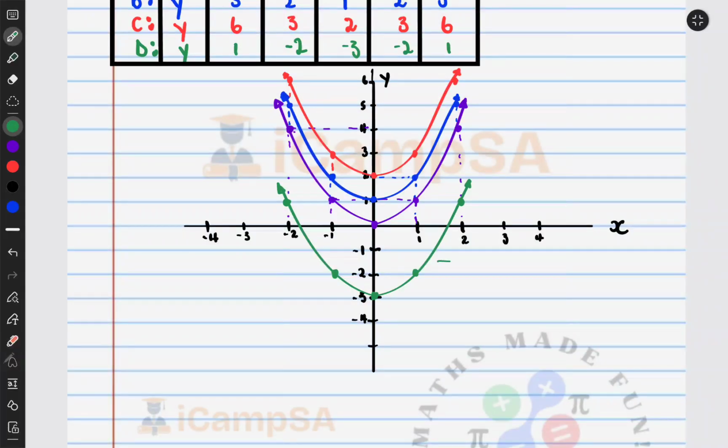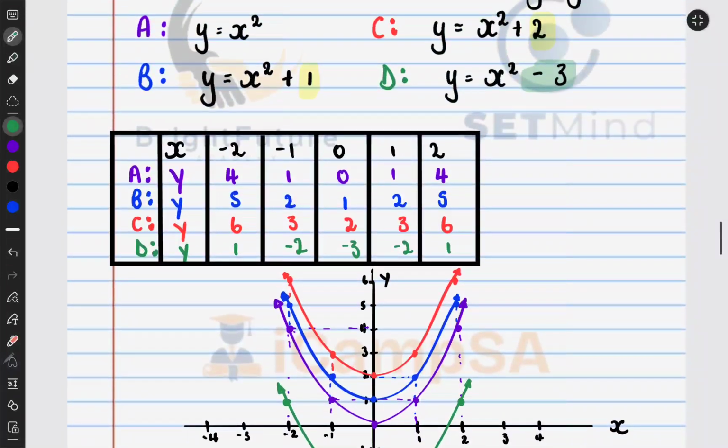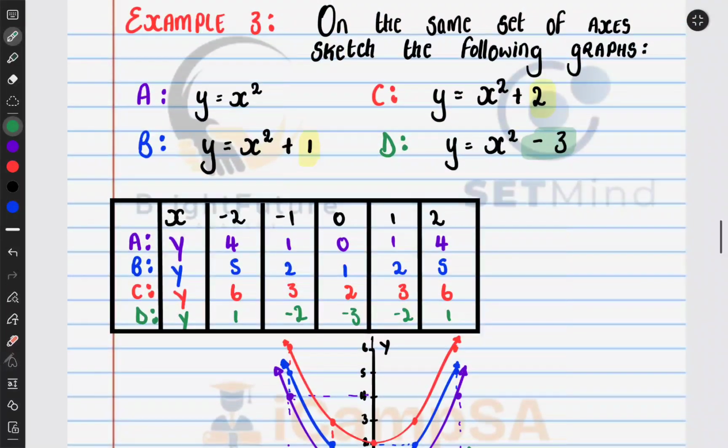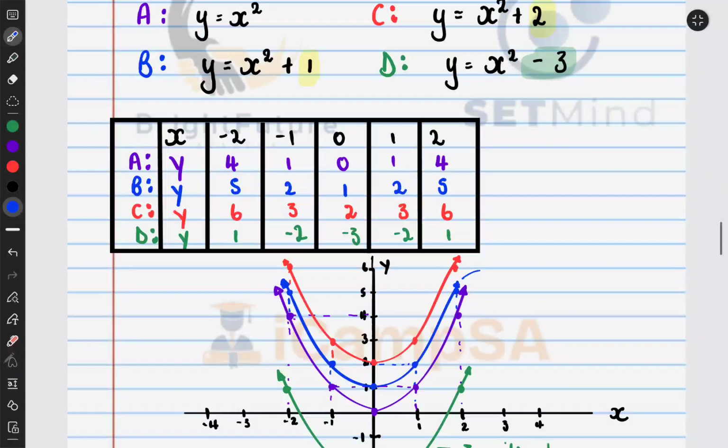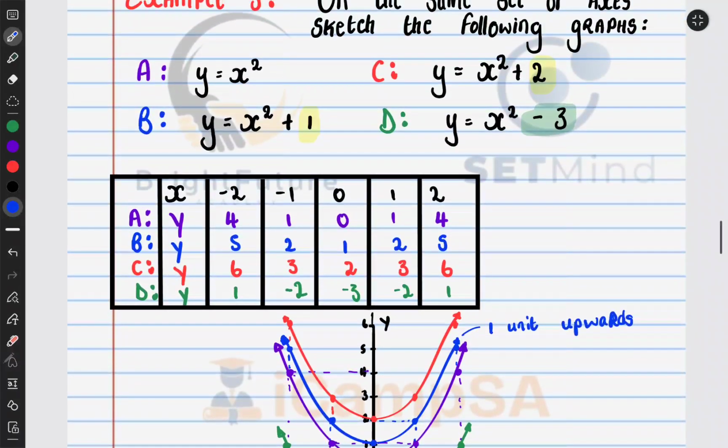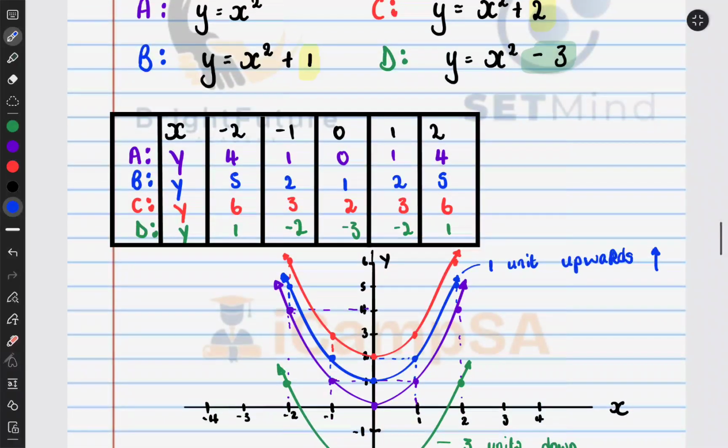Let me just put some annotation: down 3 units down. So when we are subtracting, the function will shift down. So for b, we added 1. For function number b, we added 1. So what was happening? The function shifted 1 unit upwards from the original function. So it shifted upwards.